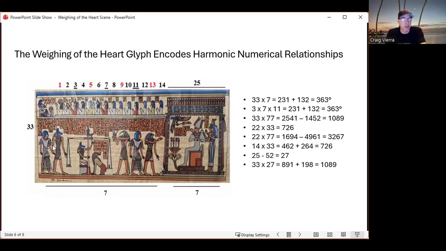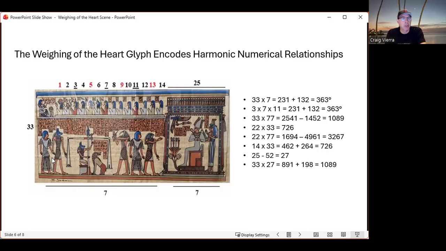22, because I said that Anubis appears twice and Annie appears twice. 22 times 33 is 726. This is the tetrahedron, the fundamental unit for packaging space. Buckminster Fuller talked about the importance of the tetrahedron. That's four triangles that are put together. And so that's incredibly important.